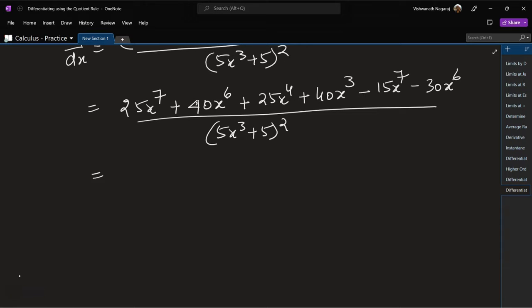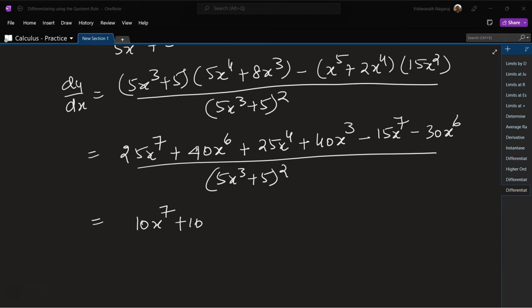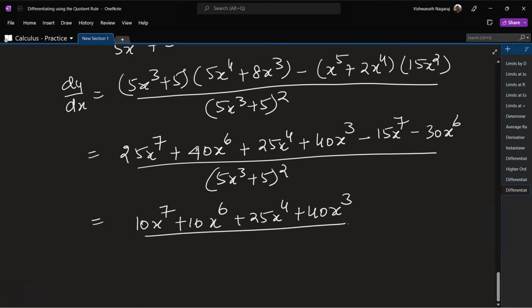Okay. So 25 minus 15 is 10x to the power of 7. 40x⁶ minus 30x⁶ is plus 10x⁶ plus 25x⁴ plus 40x cube, divided by 25x⁶ plus 50x cube plus 25.